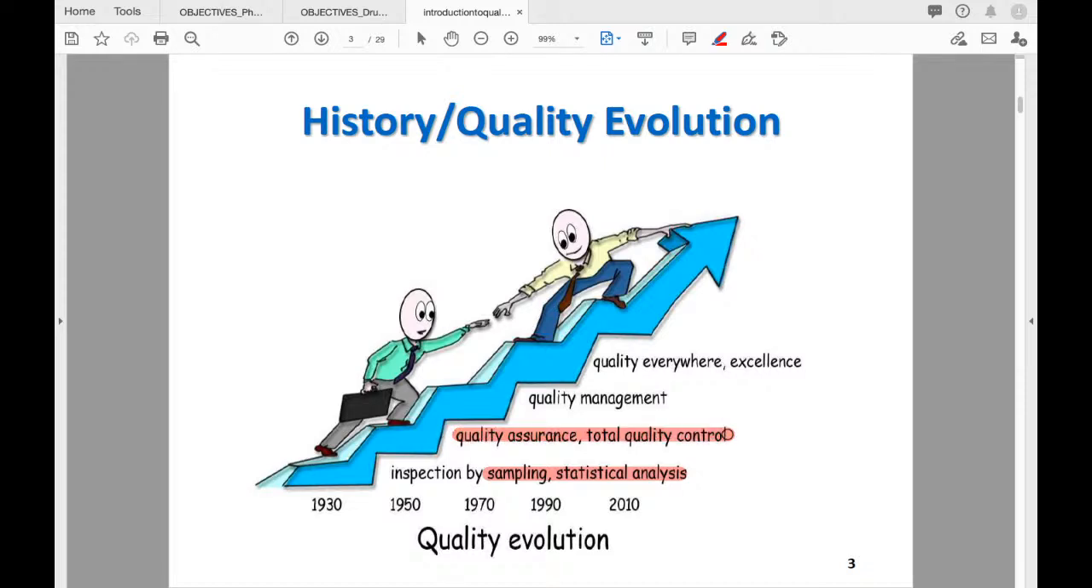People started to become aware that when some process is being done, when some production is being done, there should be quality control during the process, and when you are checking some control, you have to be sure that the control is done rightly. So that is quality assurance.